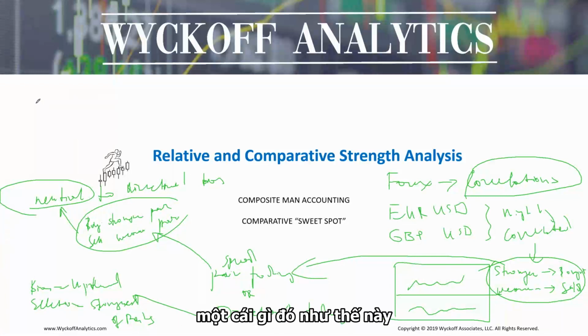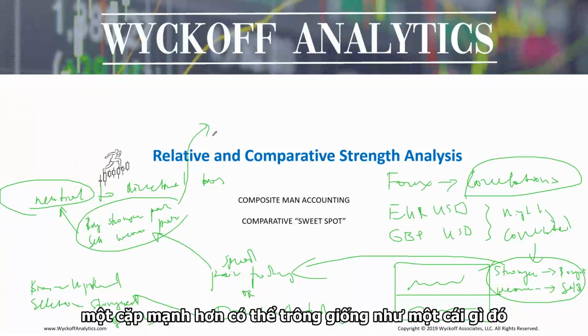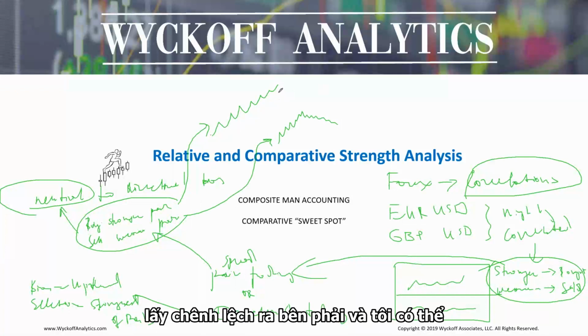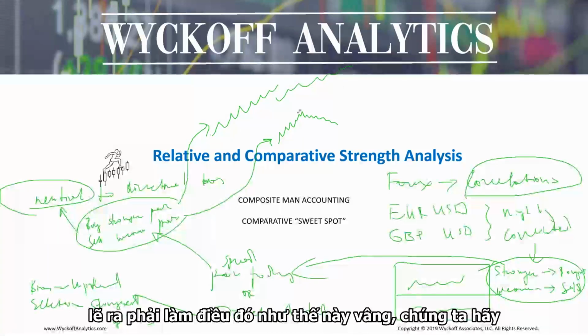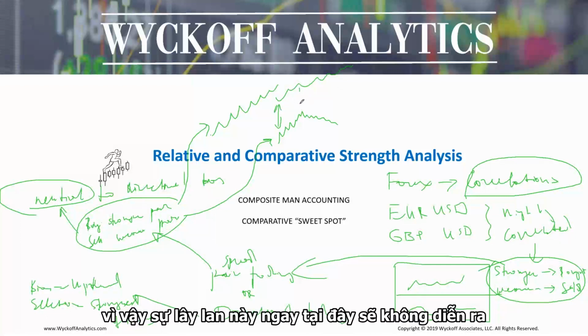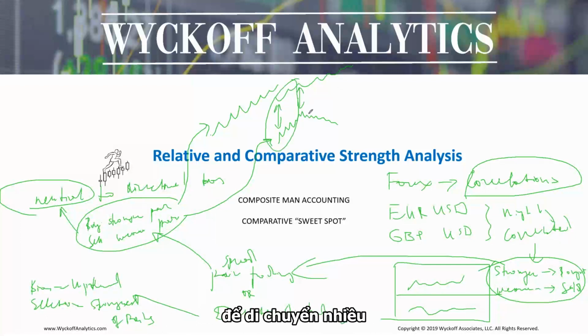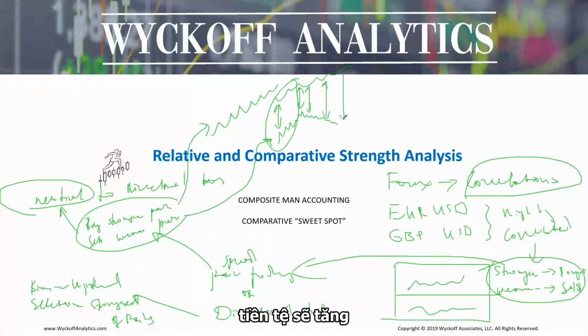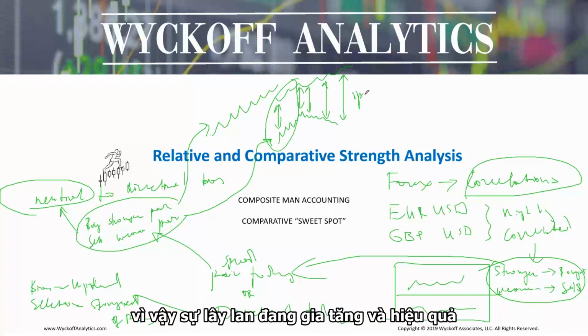So it could look something like this. A stronger pair might look something like this, and then a weaker pair will look like this. So this spread, initially you're going to take the spread out, right? I probably should have done it like this. Yeah, let's do it like this. So this spread right here is not going to move a lot. But then the spread between these two currencies is going to increase, right? So the spread is increasing.